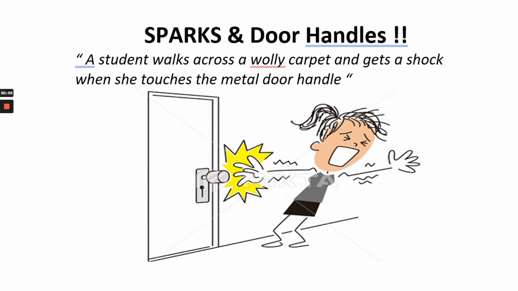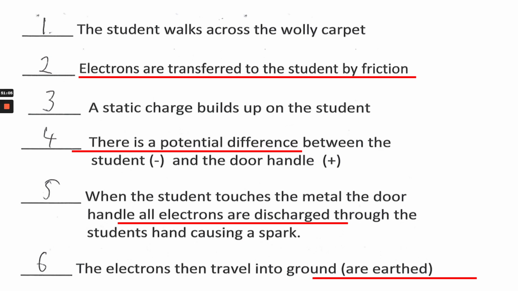So, have you ever noticed that you sometimes get these tiny little electric shocks from door handles or maybe a stairrail or something? Here's what's happening, okay? The student walks across a woolly carpet. Electrons are transferred by friction. A static charge builds up on the student. Now, here's the key point. There is a potential difference between the student, who is negative, and the door handle is positive.